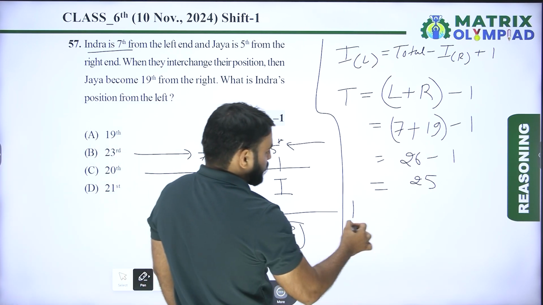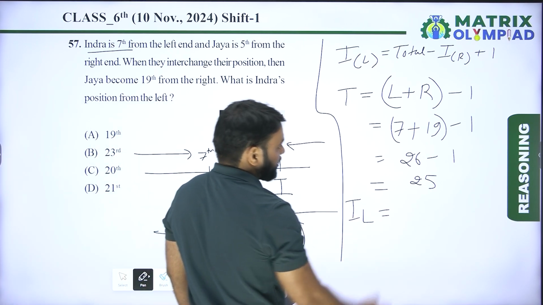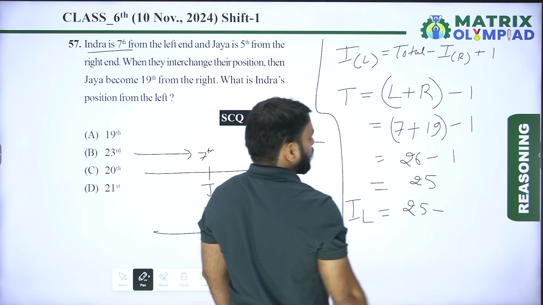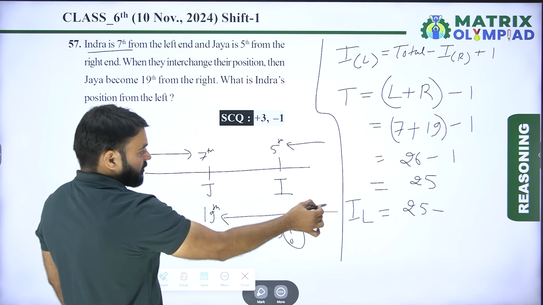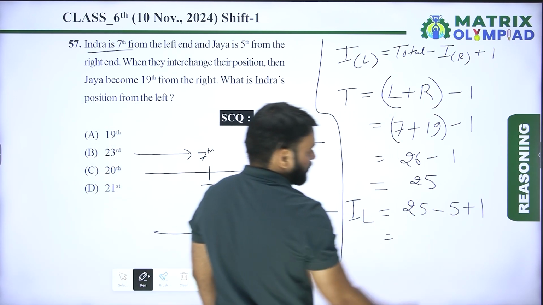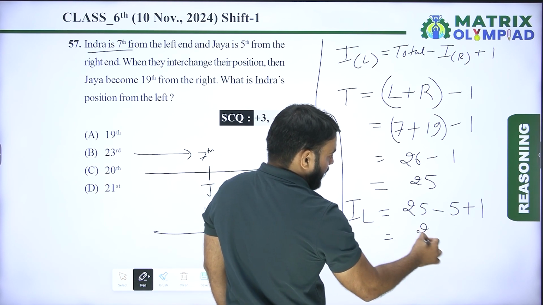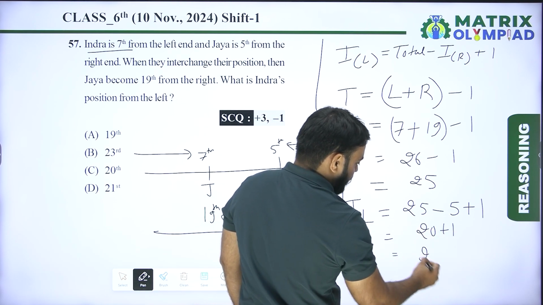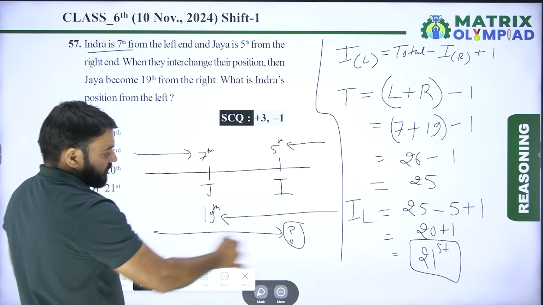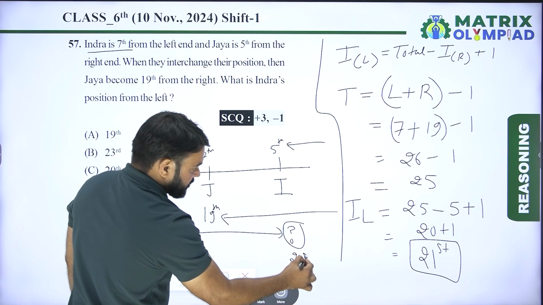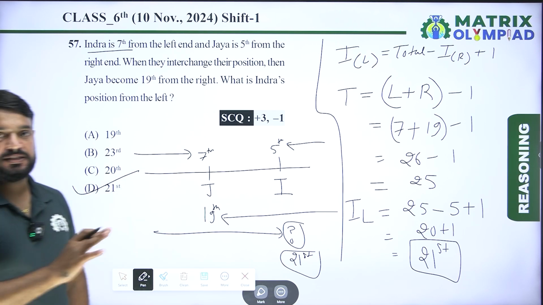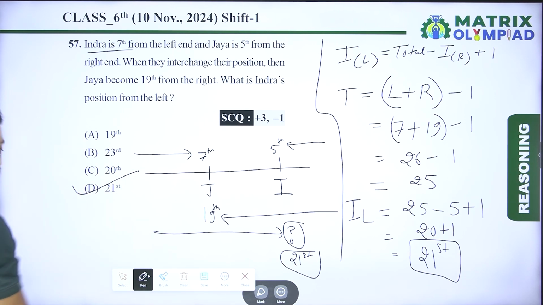So now find the position of Indra from the left, which is equal to total, it means 25, minus position of Indra from the right. Position of Indra from the right is 5, plus 1. So 25 minus 5, it means 20, plus 1, it means 21st. So position of Indra from the left is 21st. So here option D is the correct answer of this question. Now let's move on to the next question.